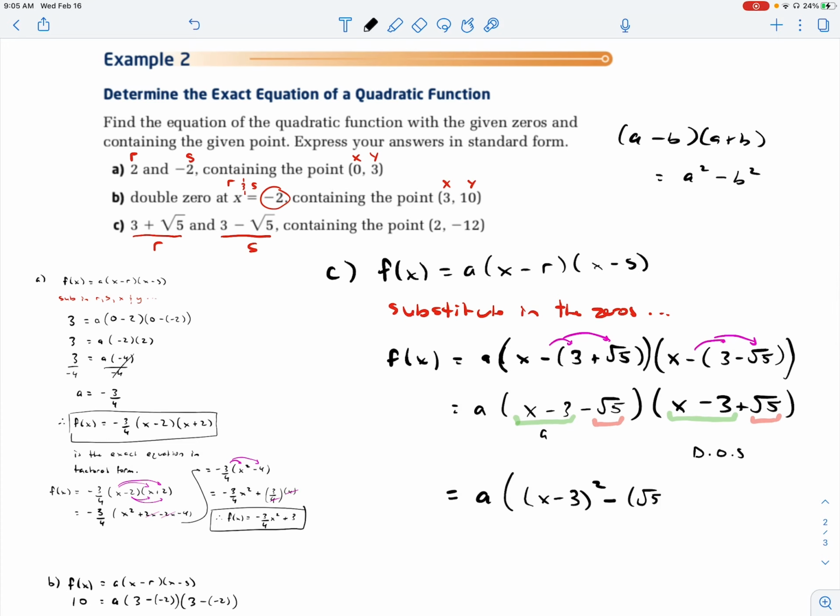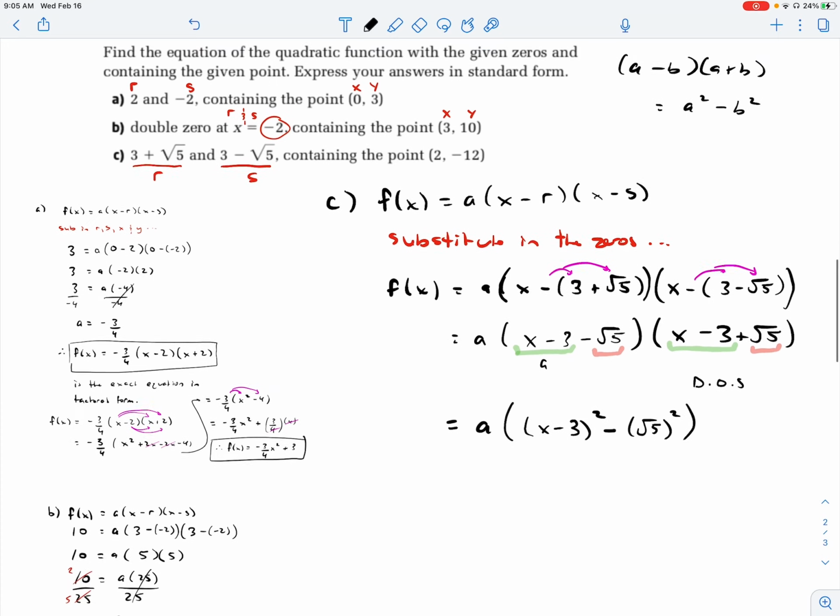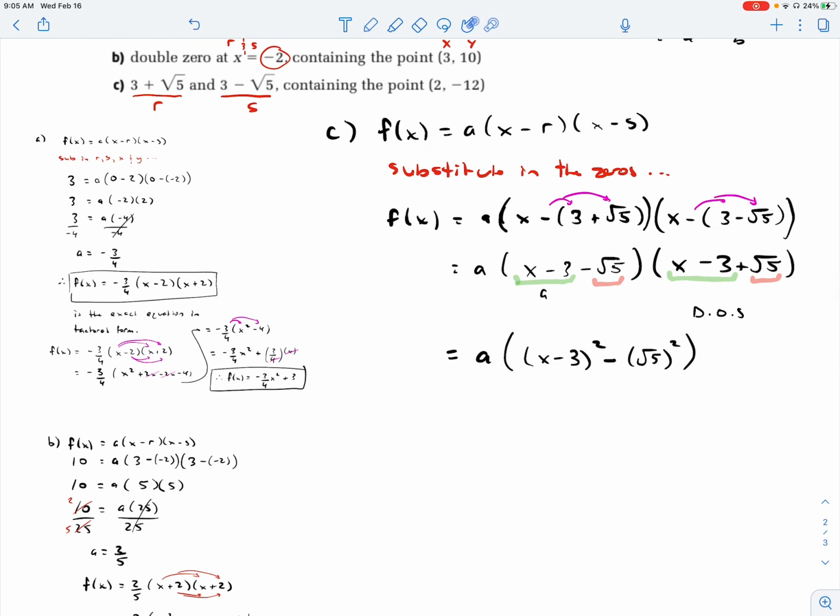Well, root 5, if I square that, that's actually just going to work out to 5. So this cleaned up really nice. I did have to put this round bracket around all this because this here is this, okay? And we have a multiplied by this, so I want to make sure the a gets multiplied by everything. If I didn't have the brackets, it would look like a is just multiplied by the first term, and then this last part would just be floating. So we do need these brackets.